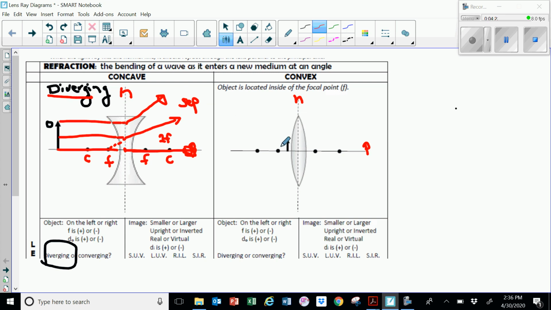Now the opposite is true over here. I'm not going to use this object. I'm going to draw a different object right here.